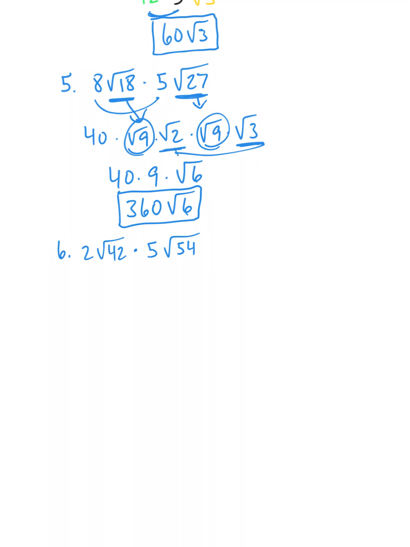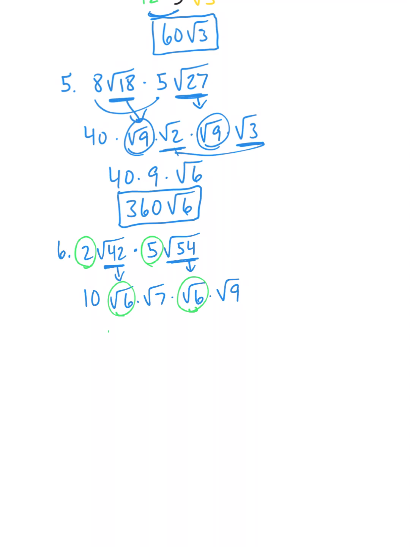For our last example, let's look at 2 times the square root of 42 times 5 times the square root of 54. Go ahead and pause the video and try this one on your own. So hopefully you saw that there's a 6 inside of 42 and a 6 inside of 54. So we could go ahead and multiply our 2 and our 5 that are on the outside. So we can go ahead and do that and say 10. And then we'll split the square root of 42 into the square root of 6 times the square root of 7. And we'll split 54 into the square root of 6 times the square root of 9.